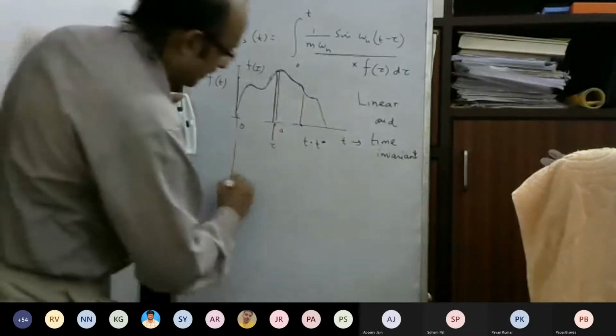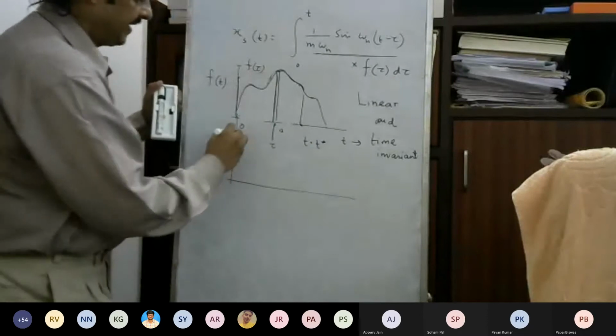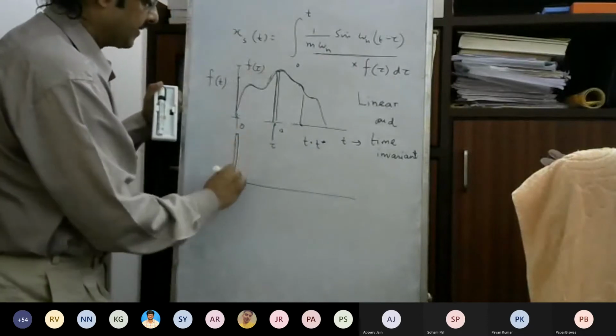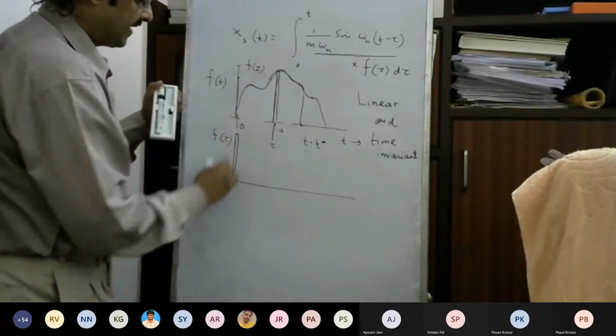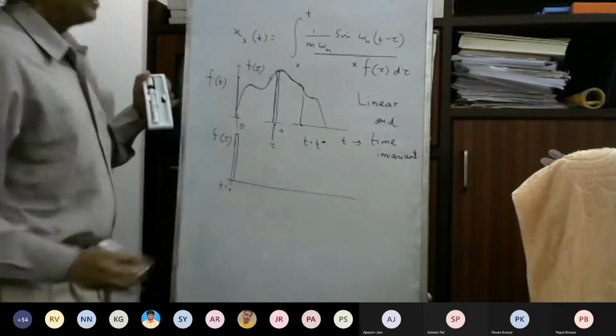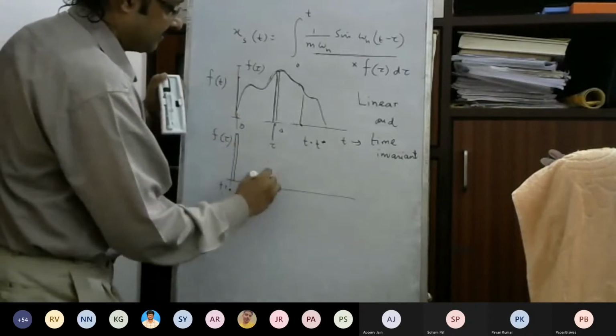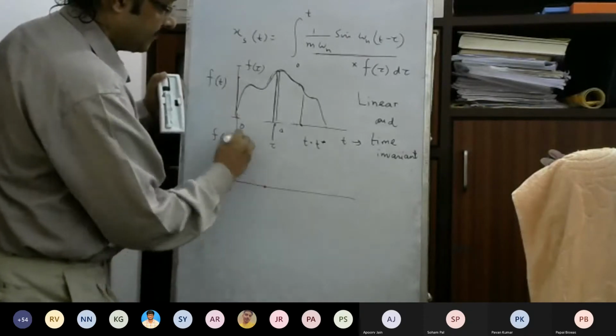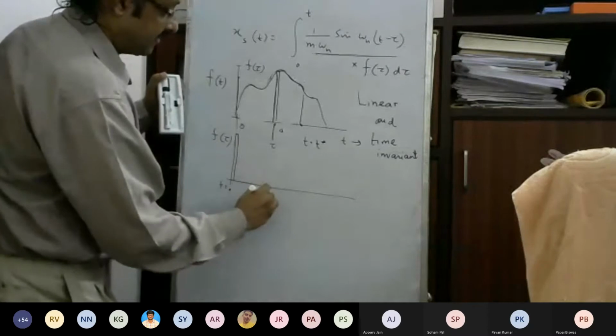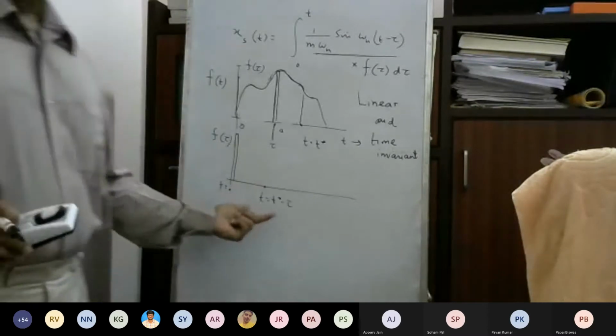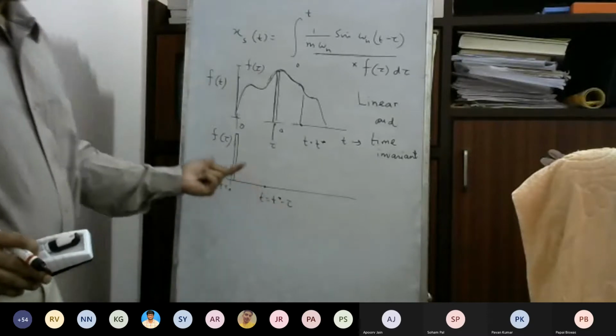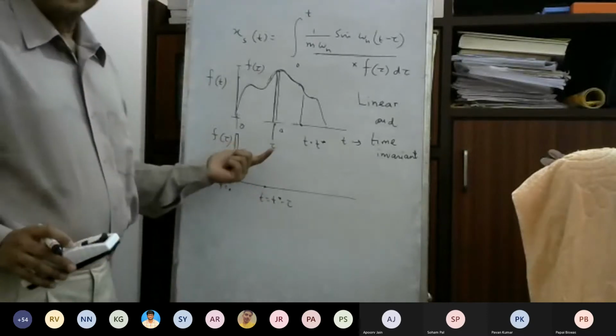Now this will be the same because the system is linear time invariant. If I apply the same f tau at time t equal to 0 and measure the response at time t equal to t star minus tau. This is clear to you? Do you all agree or not?